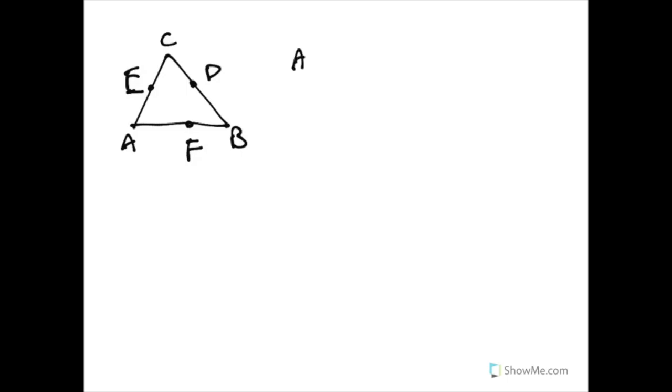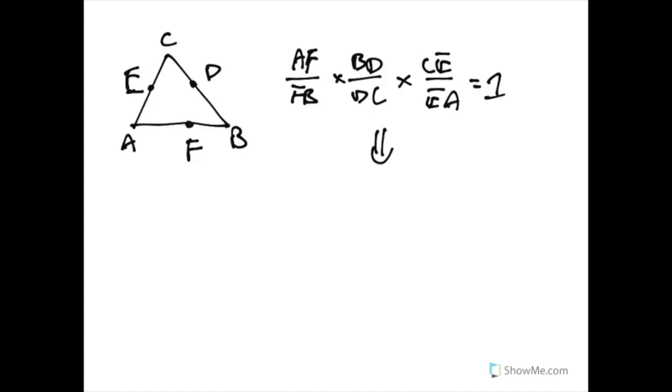Now the reverse of Ceva's theorem is also true. Namely, if I have shown by other means that in a triangle ABC with points D, E, and F as such, and I have shown by other means that AF over FB times BD over DC times CE over EA is equal to 1, then I can say that AD, BE, and CF meet at the same point.